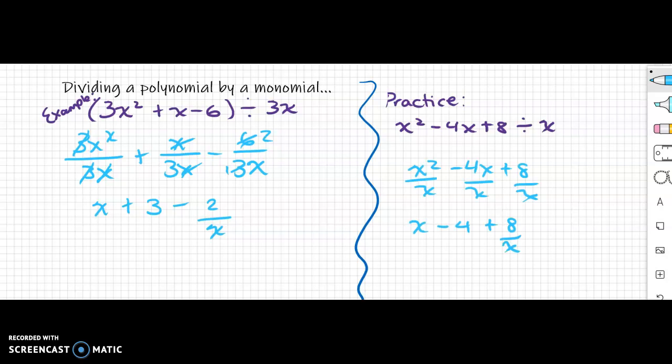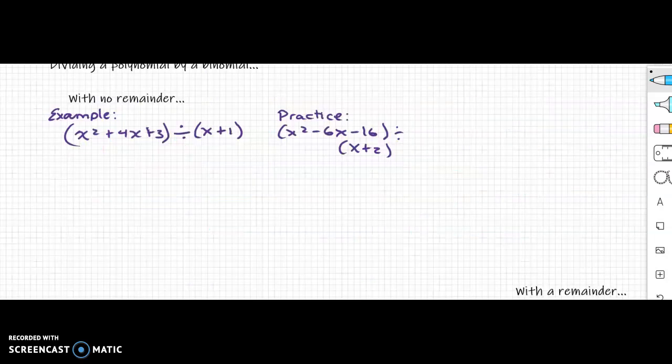While you were working on that practice problem, I realized I made a mistake over here. Some of you might have caught it and said, wait a minute, this 3 is in the denominator, so this really should have been 1 over 3 minus 2 over x. So I'm going to write it better because it's bugging me since I already made a mistake. Hopefully that looks better. On your practice problem, you should have ended up with x minus 4 plus 8 over x.